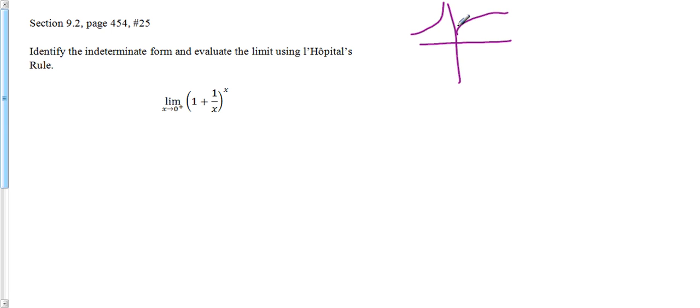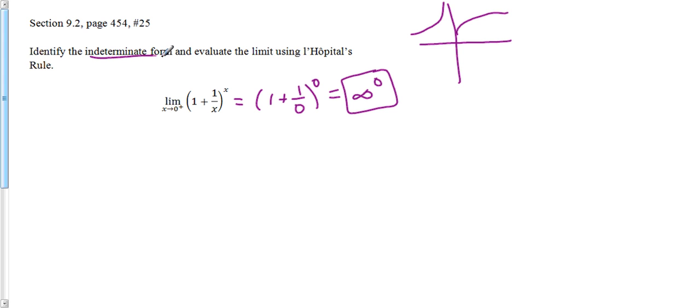So the second thing that we do when we're trying to evaluate limits is to substitute in. So let's do that and see what we get. We're going to get (1 + 1/0) to the 0. And what's 1 over 0 going to be? Infinity. And what's infinity plus 1 going to be? Still infinity. So I'm going to have infinity to the 0.